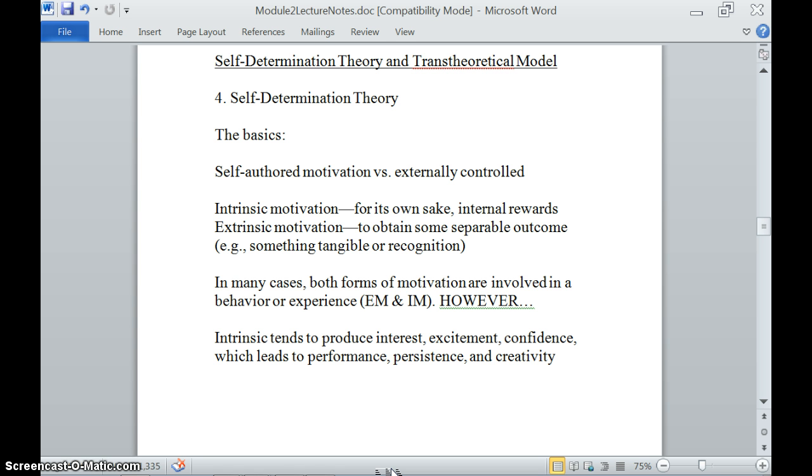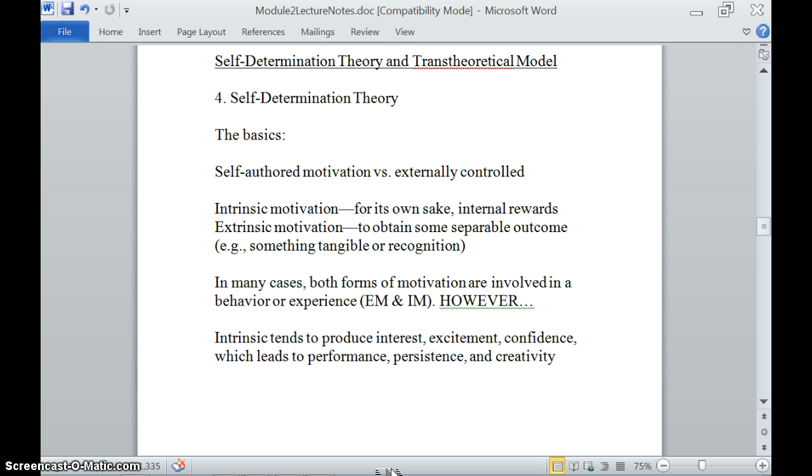Here's the basics. It's basically looking at self-authored motivation versus externally controlled, so kind of intrinsic and extrinsic motivation. Intrinsic is for its own sake, an internal reward. You do something just for the fun of it, just because it connects with you in some way internally. Extrinsic is more of you're getting some kind of outcome from the behavior.